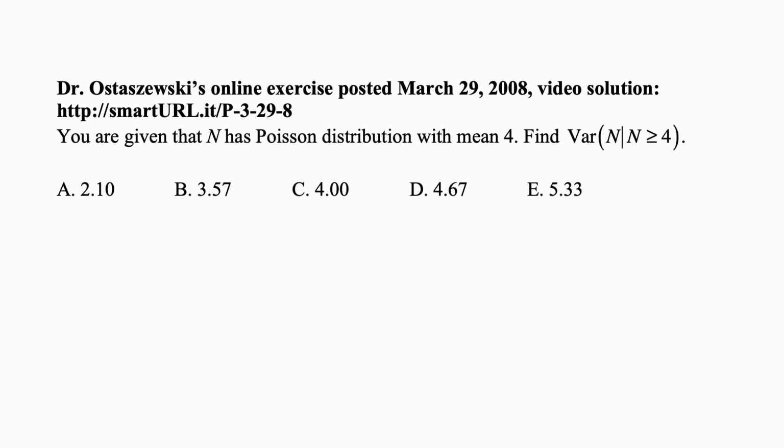Here's a problem for today for exam P on probability. You are given that n has a Poisson distribution with mean 4. Find the variance of n given that n is greater than or equal to 4.